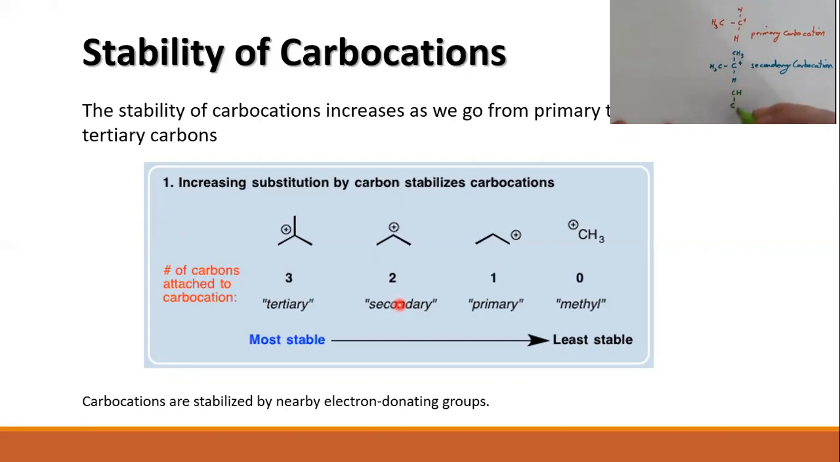So 1, 2, 3 methyl groups to my carbon, then it's a tertiary carbocation. Now, what's the difference in here? My primary is the least stable because it's got an overwhelming positive charge to it. What do I mean?